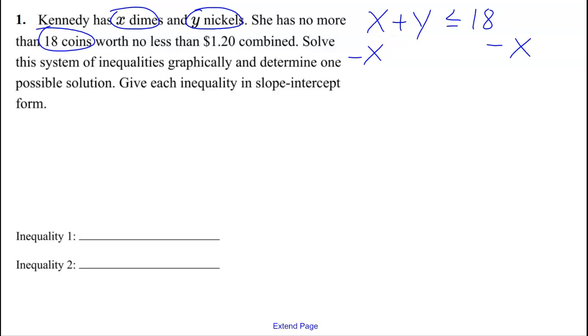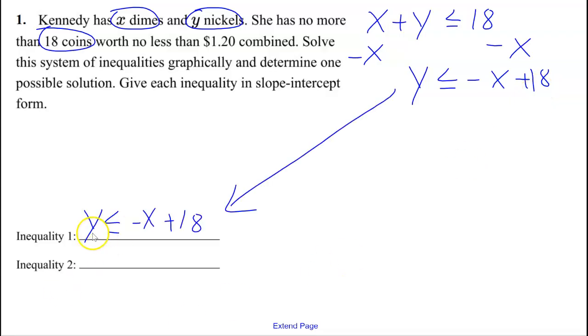I've got X, subtract X on both sides here. That's going to leave y is less than or equal to negative 1x plus 18. That's slope-intercept form with the understood negative 1 being the slope and the 18 being the y-intercept. I'm going to write it over here so that I have it for inequality 1.